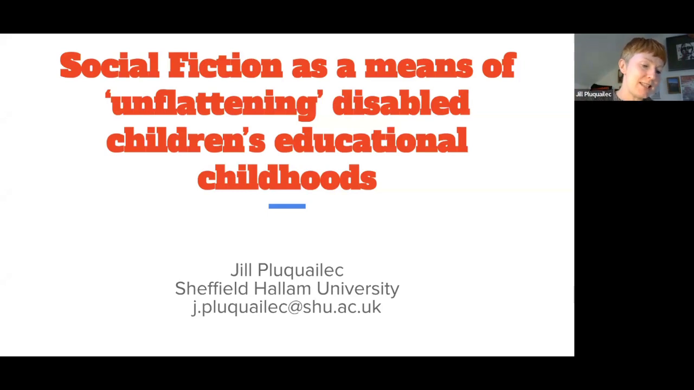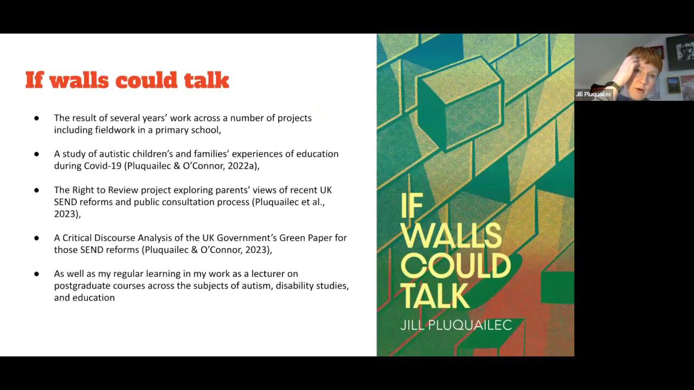So this paper presents a methodological reflection on the use of social fictions as a means of unflattening disabled children's educational childhoods. I argue there's a critical need for new ways of exploring the lived experiences of neurodivergent and disabled children in educational research as a means of complicating the flat understandings that deny the embodied, affective, socio-spatially mediated experiences of school life. So today I'm talking about a book, a short story that I wrote called If Walls Could Talk.